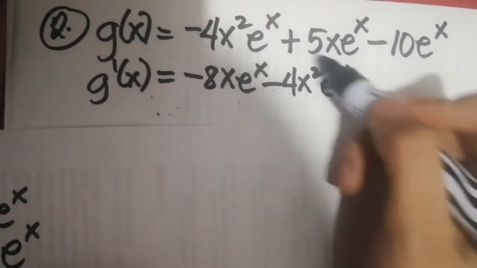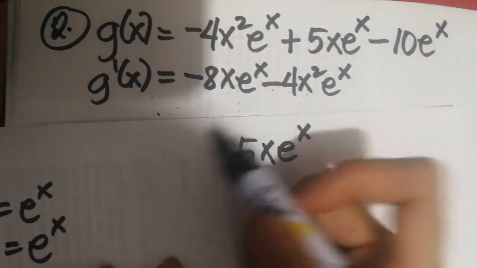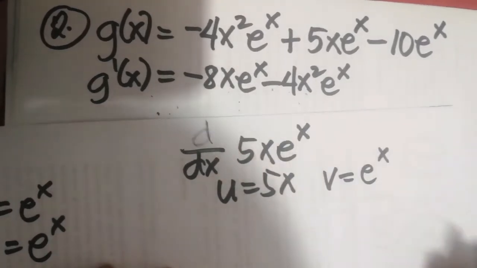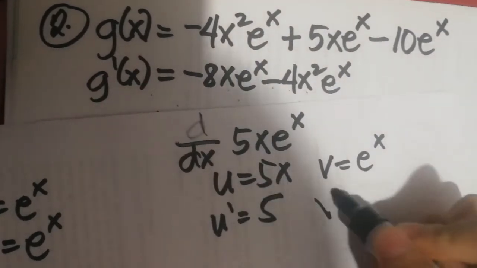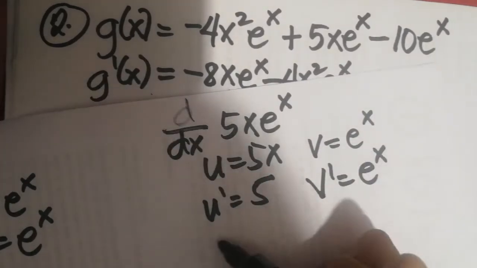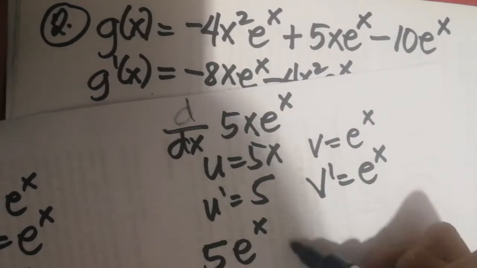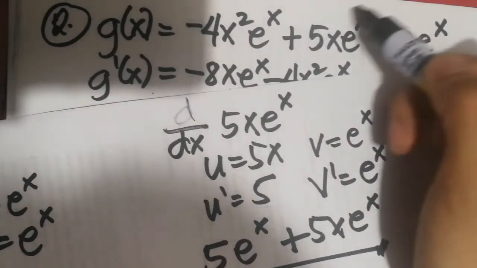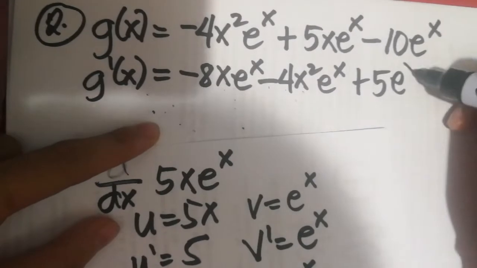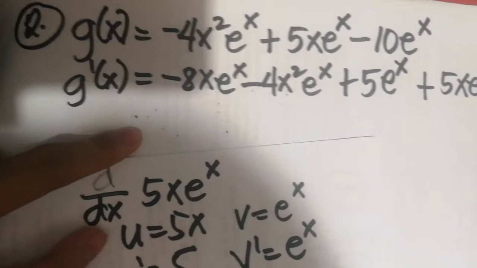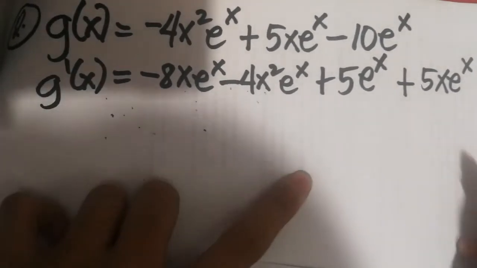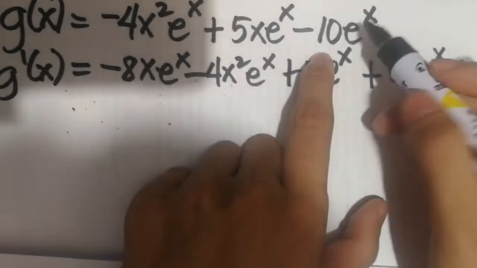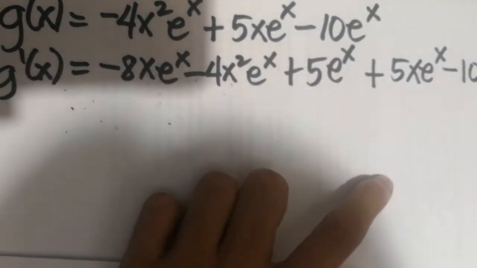Next is the derivative of 5x e raised to x power. Again, product rule, let u is equal to 5x, then v is e raised to x power, u prime is 5, v prime is e raised to x power. Cross multiply, we have 5 times e raised to x power plus 5x times e raised to x power. So this one is the derivative of the second term. So we have plus 5e raised to x power plus 5xe raised to x power. Then the derivative of the last term, we have to use the constant multiple rule. So we just copy negative 10, then the derivative of e to the x is e raised to x power.